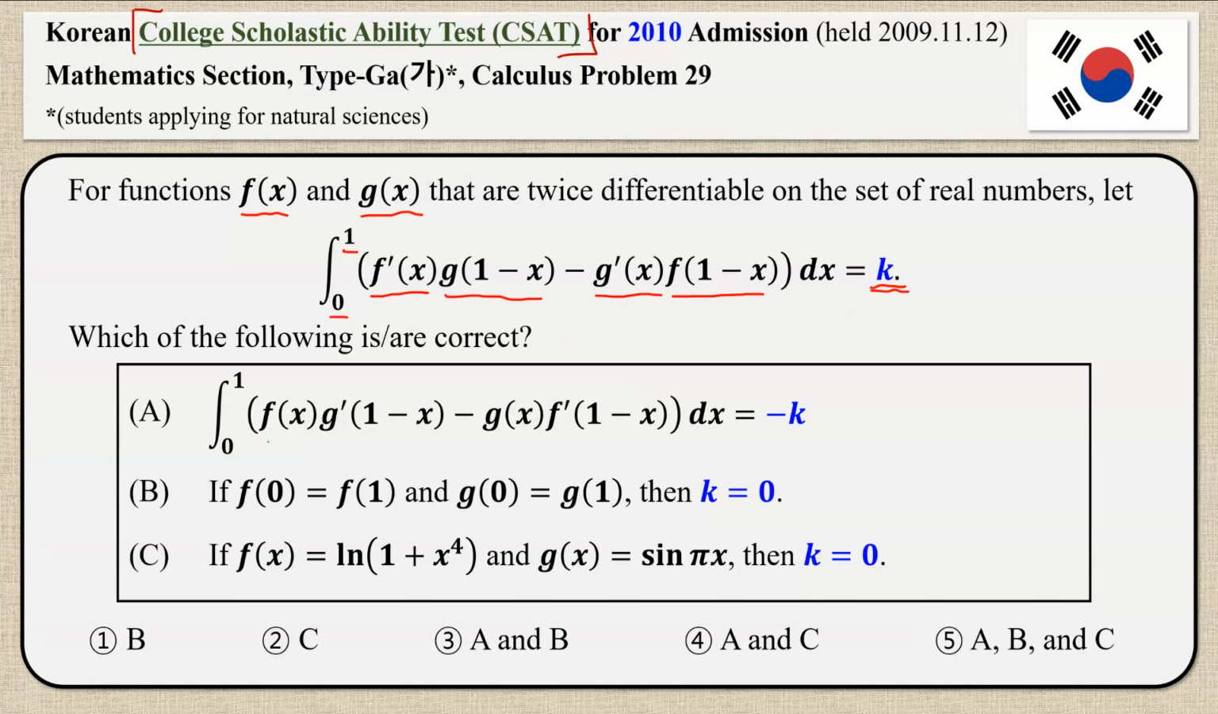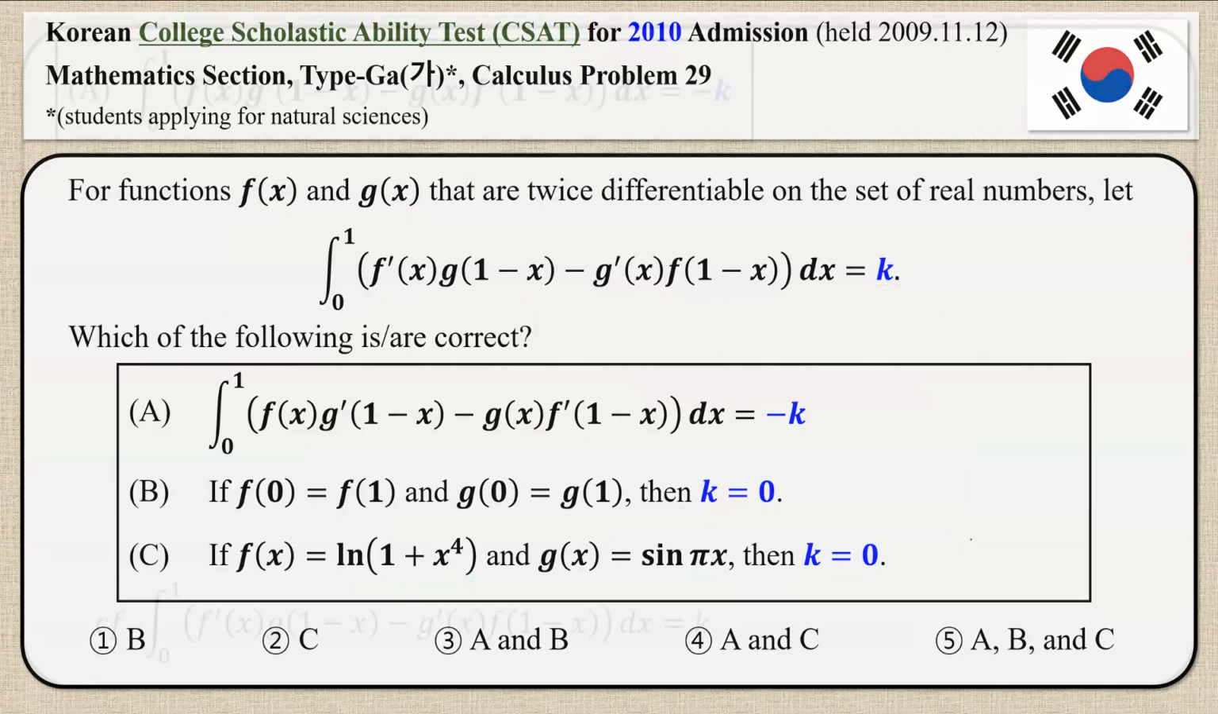A. The integral of f(x)g'(1-x) minus g(x)f'(1-x) from 0 to 1 equals minus k. B. If f(0) equals f(1) and g(0) equals g(1), then k equals 0. And C. If f(x) equals ln(1 plus x to the power of 4) and g(x) equals sine pi x, then k equals 0. So we must determine whether these statements are true or false.